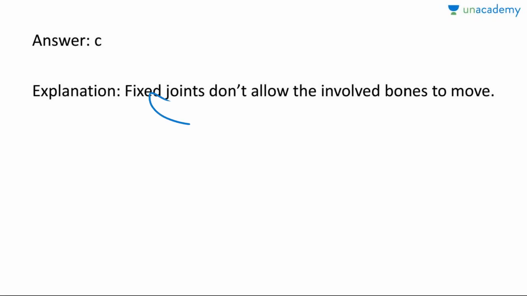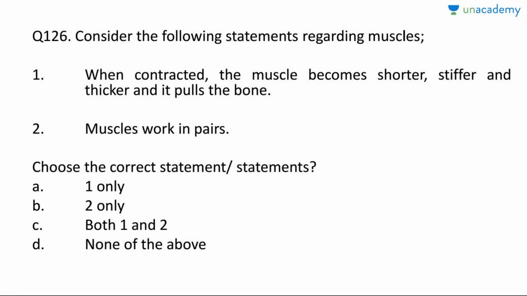Okay. So fixed joints will not allow the involved bones to move. So here the answer is C. Question number 126. Consider the following statements regarding muscles. When contracted, the muscles become shorter, stiffer, thicker, and it pulls the bone. 100% correct. Muscles work in pairs. You can say 99%. So this statement is generally correct. So here the answer is C, both 1 and 2.